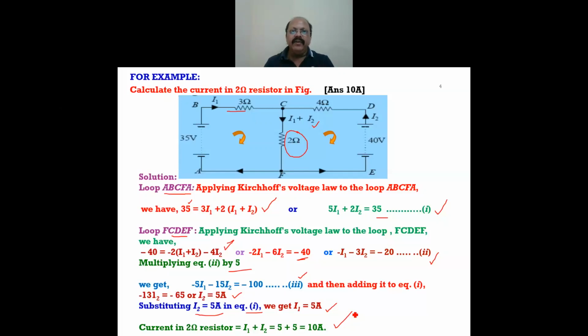And don't get confused by the sign conventions which are mentioned in the books. They are mentioned either for sigma delta V equal to 0 or sigma E equal to sigma IR. Here in this lecture, I have applied sign conventions for the formula sigma E equal to sigma IR.